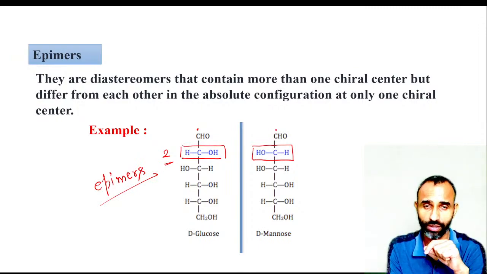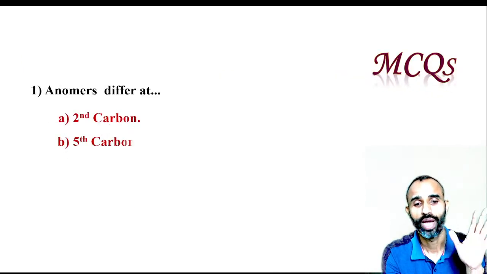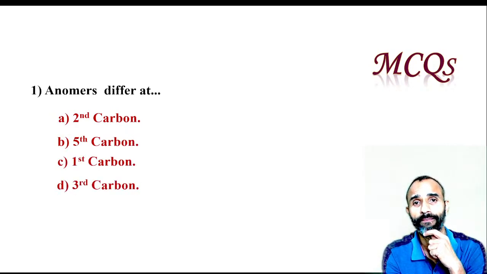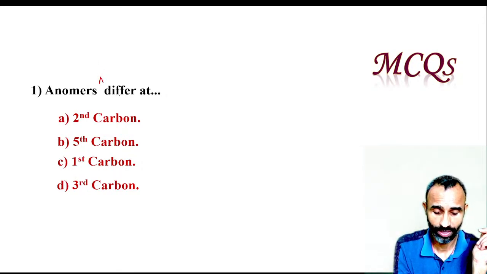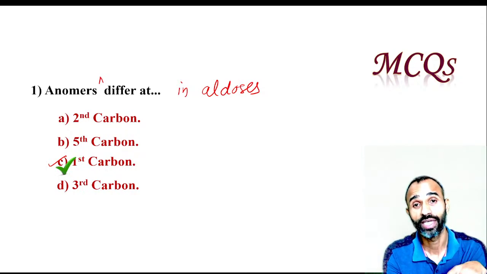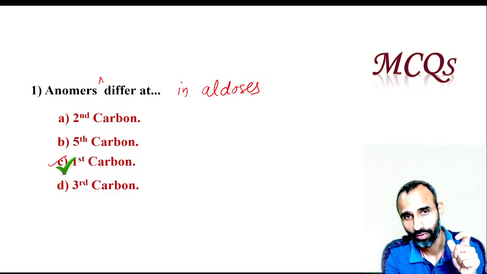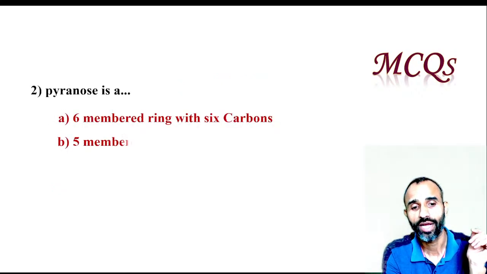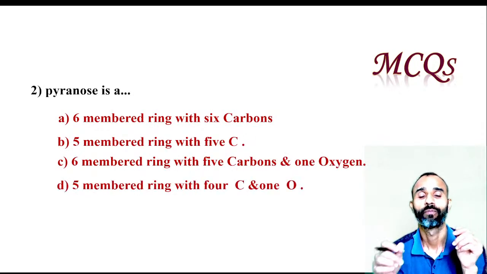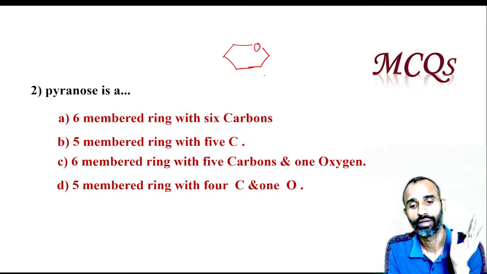They differ in configuration at carbon other than anomeric carbon. They are called epimers. Anomers differ at first carbon. Actually it is incomplete. Anomers differ in aldoses. Aldoses differ at first carbon, but in ketoses anomers differ at second carbon, because in ketoses the CO functional group is at the second carbon. Pyranoses, pyranose, 6-membered ring, 5 carbons, 1.